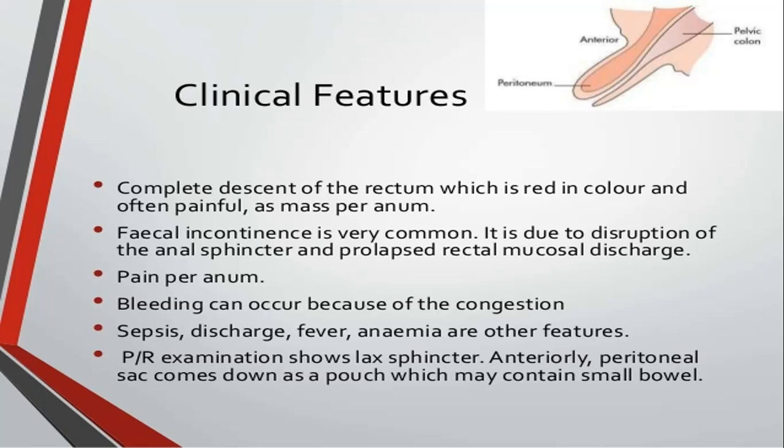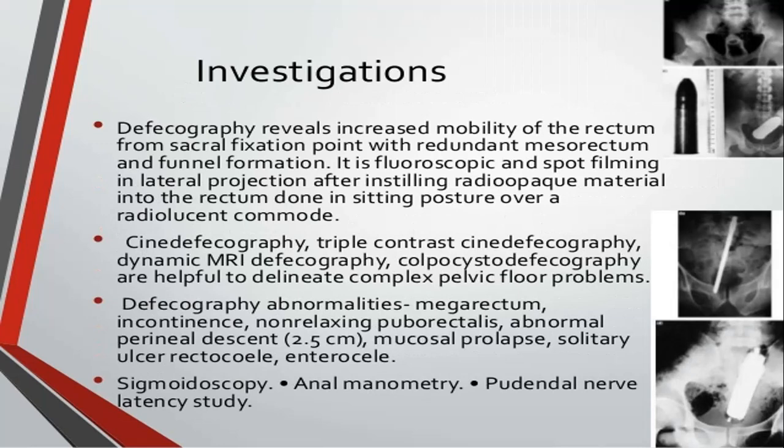On PR you can see a lax sphincter, with decreased sphincter tone, and anteriorly the peritoneal sac comes down as a pouch of Douglas. Investigation: defecography, which we discussed earlier, is the investigation of choice. It is a contrast-based X-ray which shows you the different findings. It shows megarectum, incontinence, non-relaxing puborectalis, perineal descent, and solitary ulcer with rectocele. Sigmoidoscopy, anal manometry, and pudendal nerve latency are also helpful. With these investigations you can identify other associated pathology.